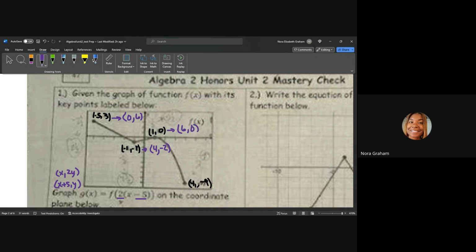And I do the same thing for this point right here. For my x, 4 plus 5 is going to give me 9. And then 9 times a positive 2 is going to give me 18.